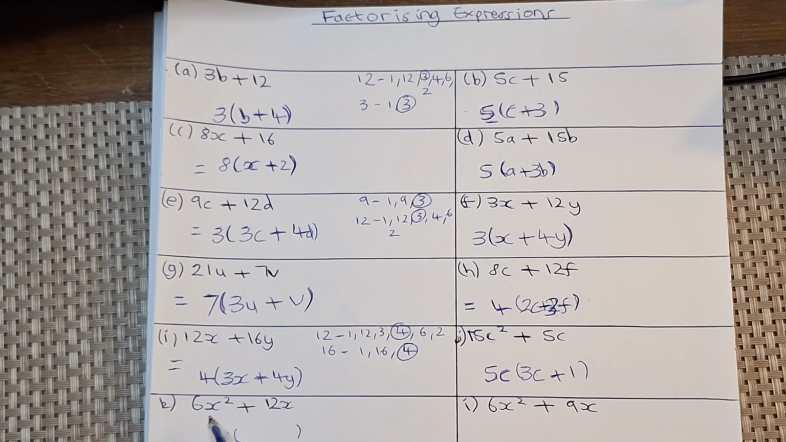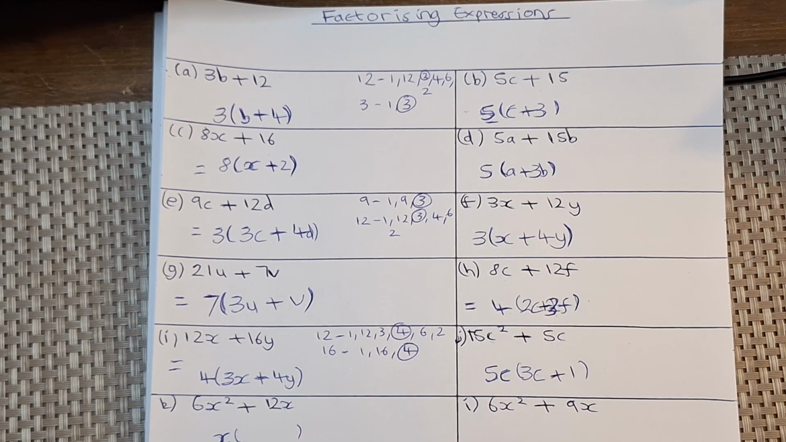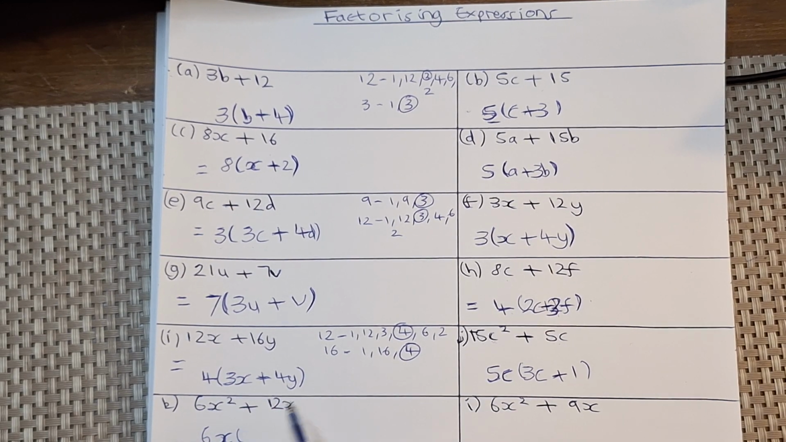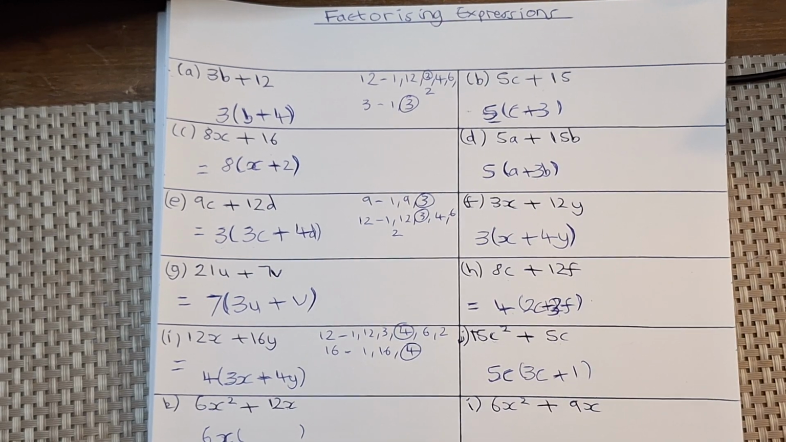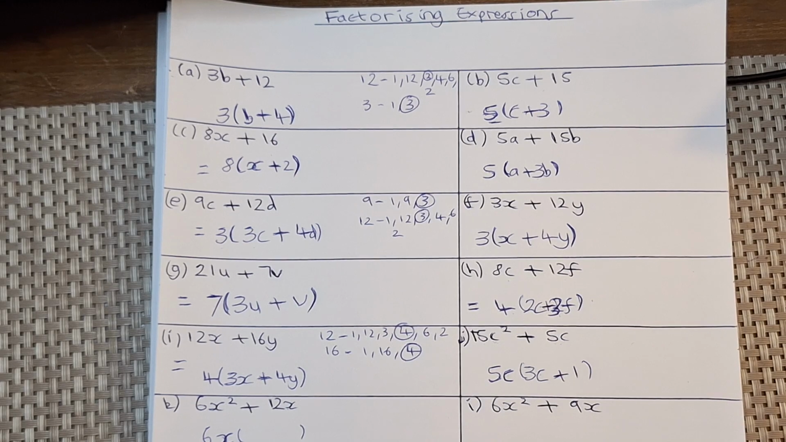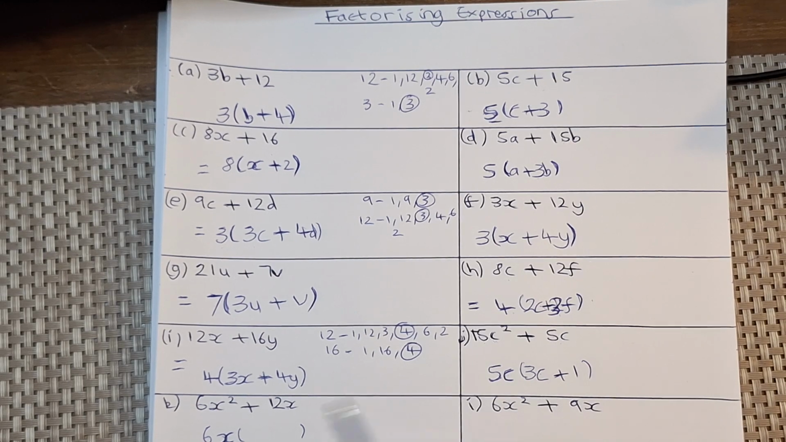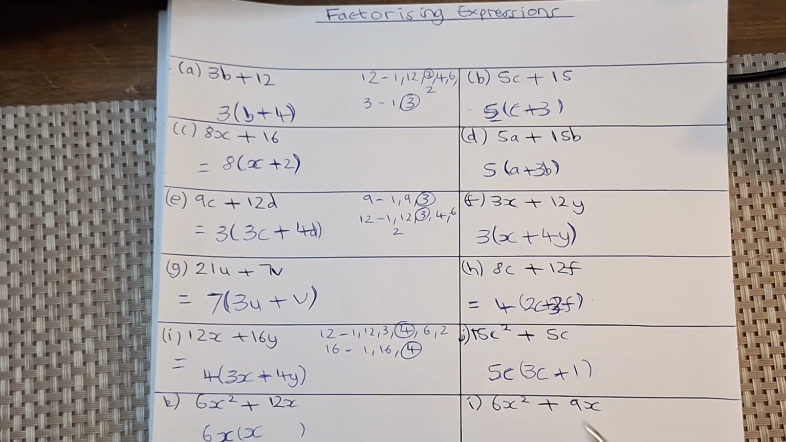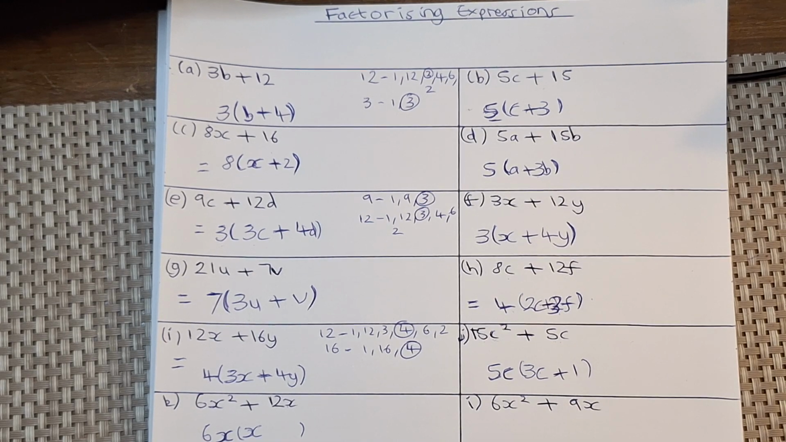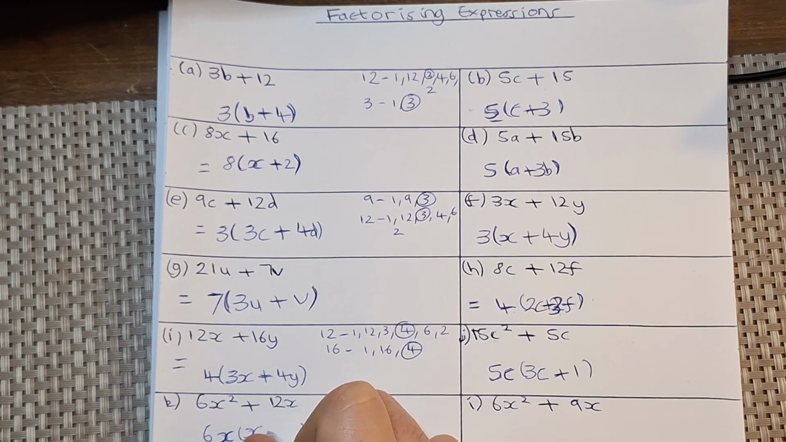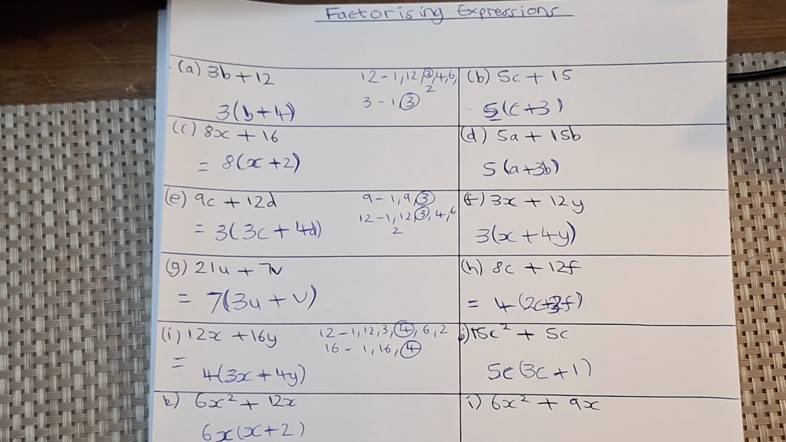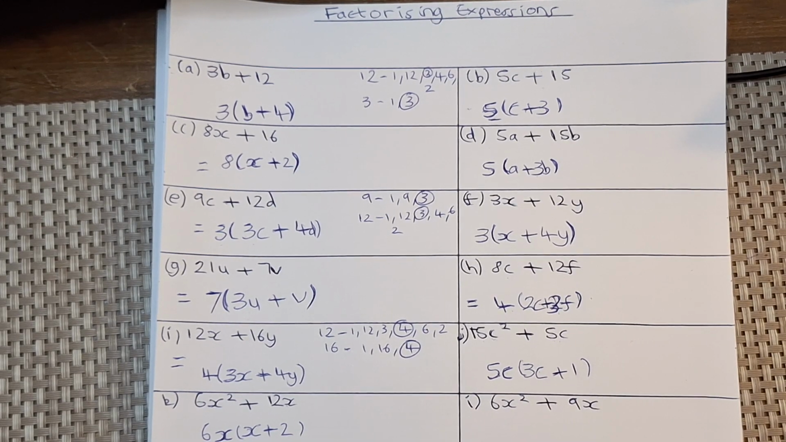Now looking at the numbers, we've got 6 and 12. The highest common factor of 6 and 12 is 6, because I know 6 goes into 12 twice. Then we have 6x. Now again, same method applies. What do I have to multiply 6x by to get 6x squared? Well, it's simply x. 6x times x equals 6x squared. Now what do I have to multiply 6x by to get 12x? It's positive 2. 6x times 2 equals 12x.